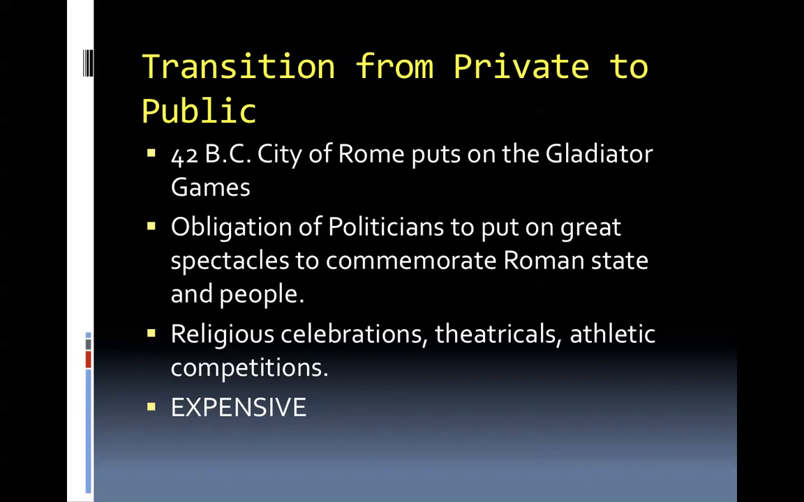So if you want to rise up in Roman politics, if you want to gain notoriety, if you want to be noticed at the voting booth, you had to be remembered, memorable, remarkable in the kinds of celebrations that you threw for the benefit of the people.